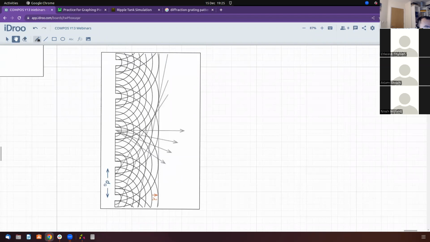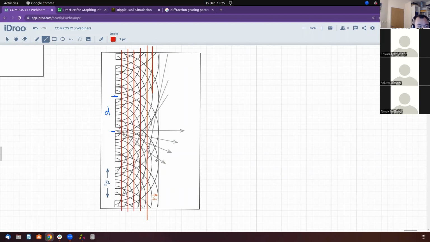So d is the distance between two slits. And you can see that there are wavefronts. The first wavefront just touches 1, 2, 3, 4. The second wavefront, 1, 2, 3, 4, and so on, and that gives you the central maximum. That's the direction of the central maximum. They are all traveling in this way, and that means this is n equals 0.